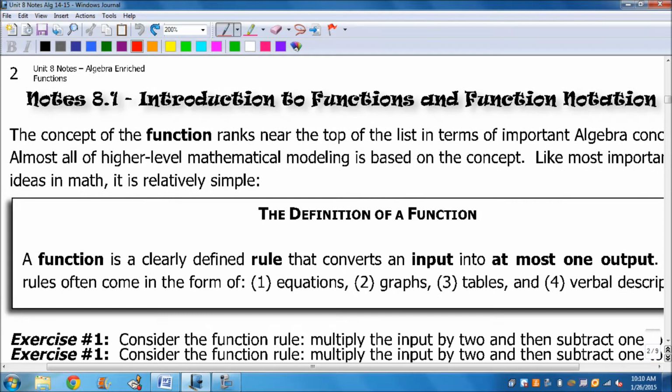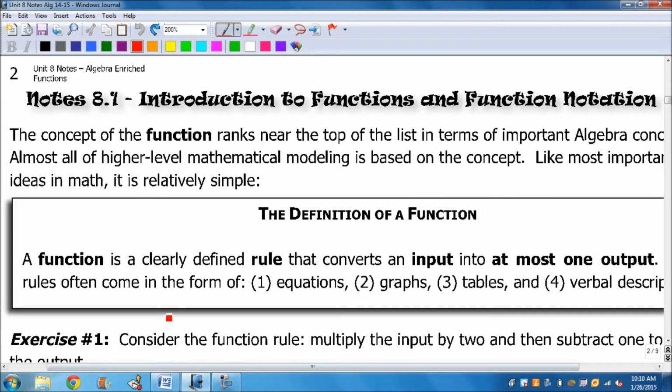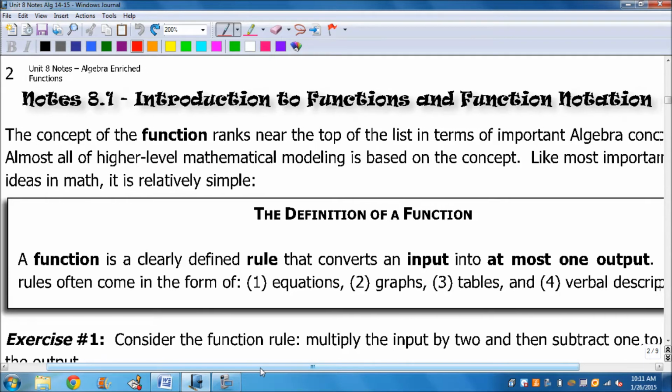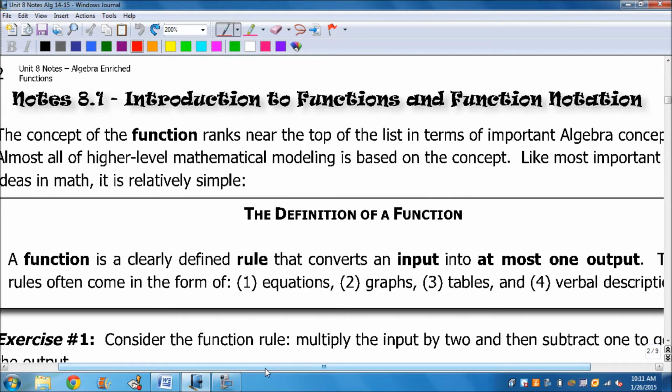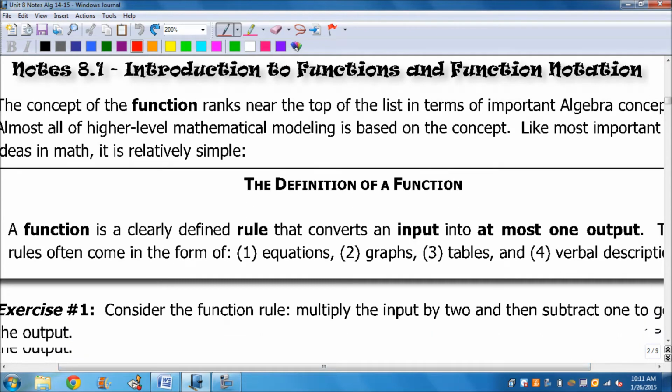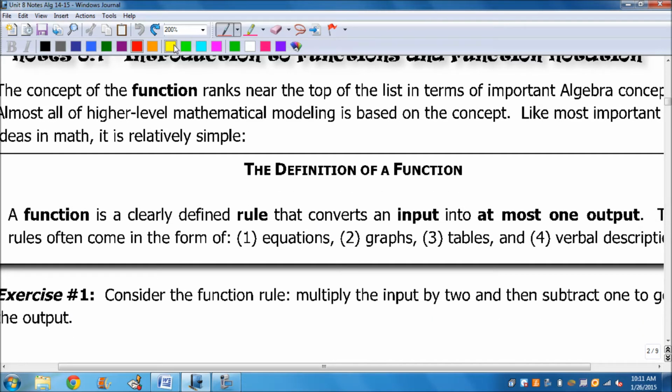So let's take a look and see what is a function to begin with. So let's read what it says. The concept of the function ranks near the top of the list in terms of important algebraic concepts. Almost all of higher level mathematical modeling is based on the concept. Like most important ideas in math, it is relatively simple. So here we've got the definition of a function. So we're going to read this definition right here.